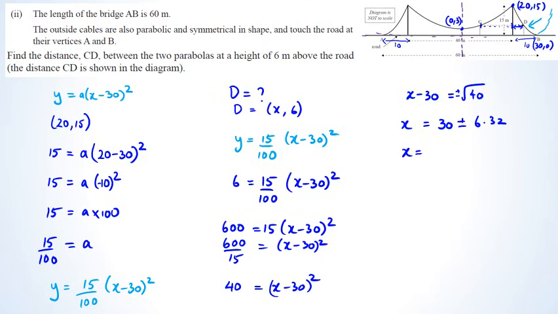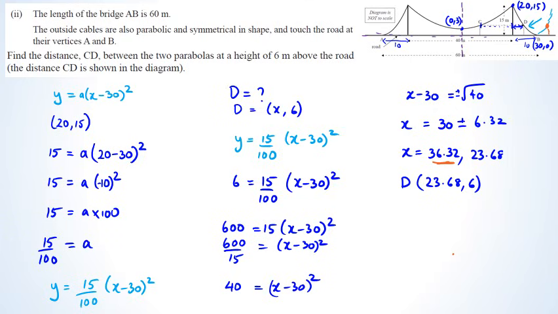So my two values for x are 36.32 roughly and 23.68. So basically what I've figured out is the x-coordinate of D is actually 23.68. The reason I'm not choosing 36.32 is because 36.32 is actually here on that side. That's 36.32. And I need to figure out what CD is.